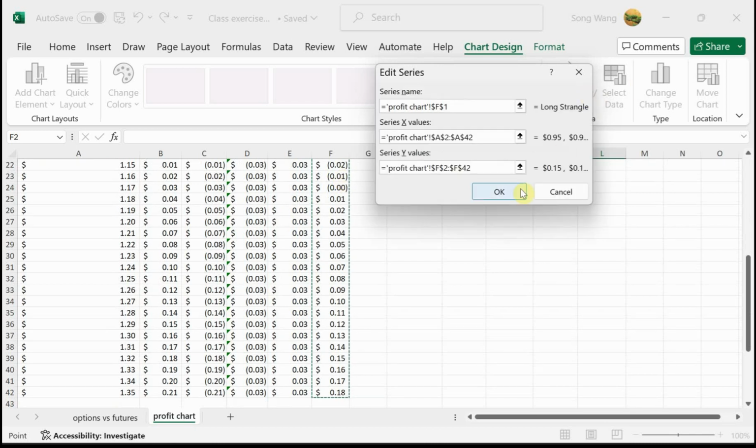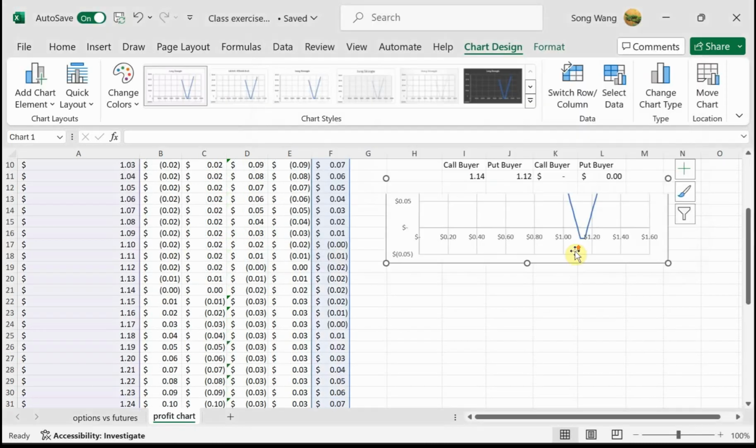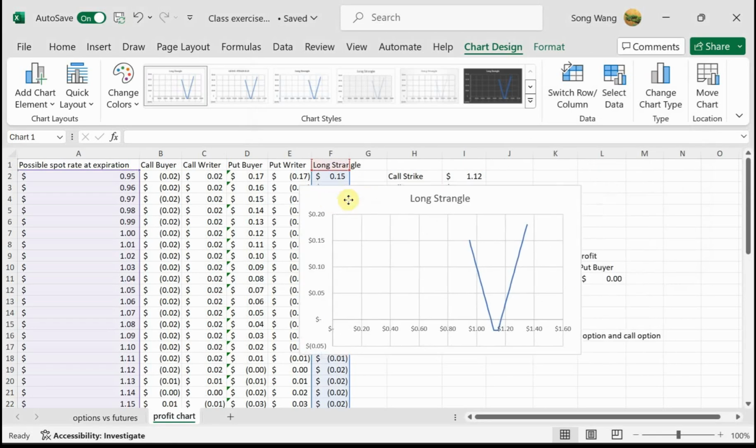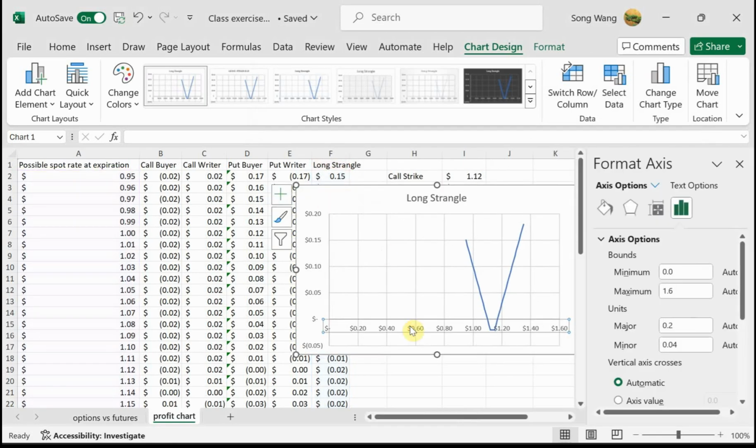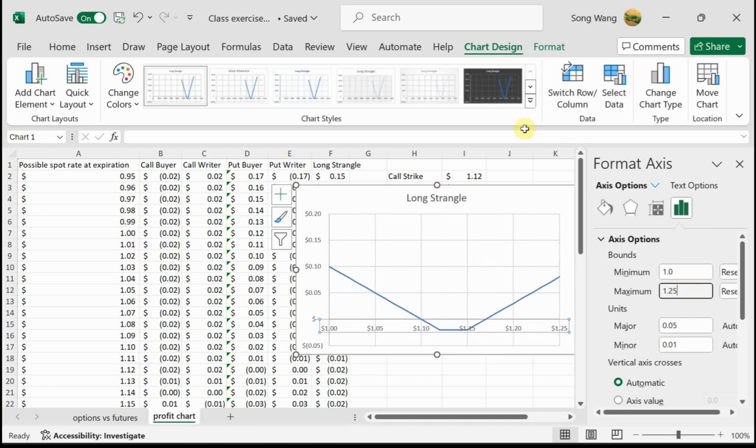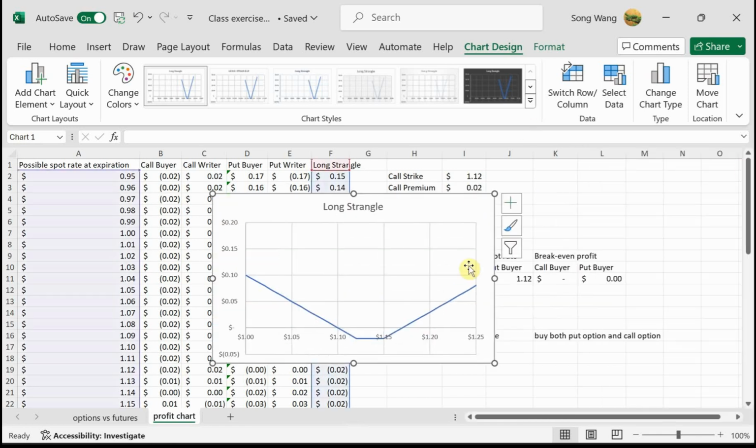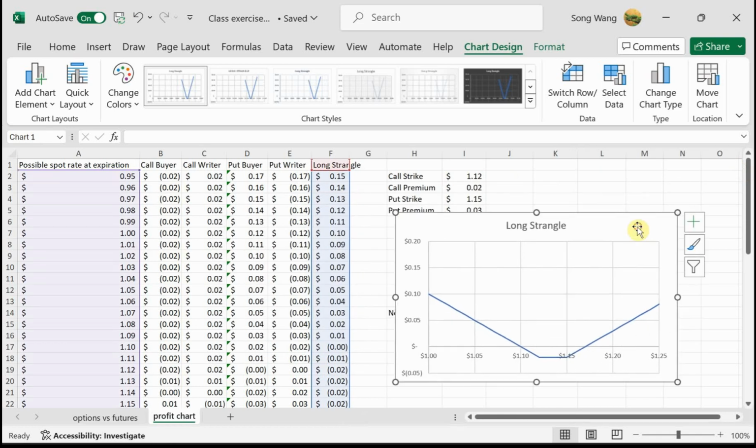Okay, the profit for the strangle. Now you have the chart for strangle. So let me just edit this chart a little bit. I want it to increase from 1 to 1.25, just to show my point. As you can see, this is the shape of your profit. Either the price going downward or going upward, you can profit.